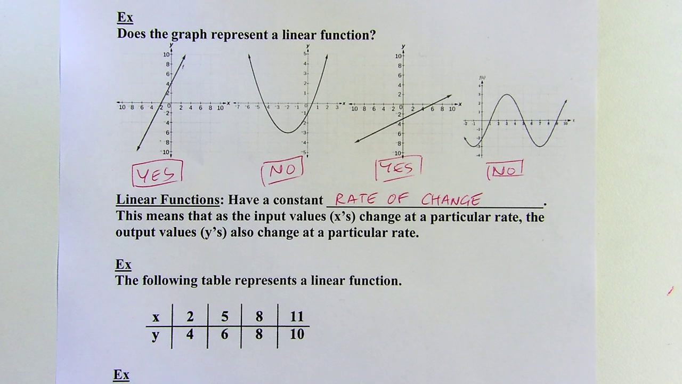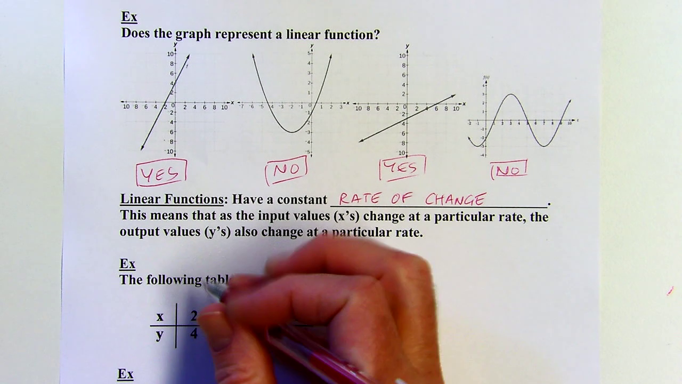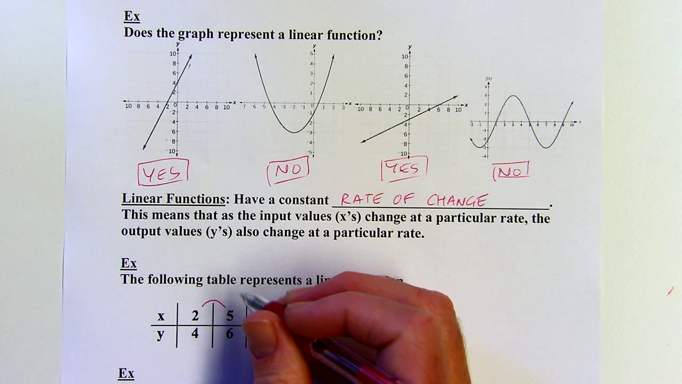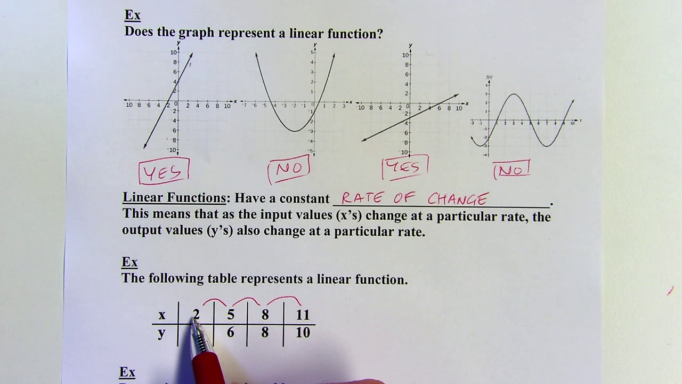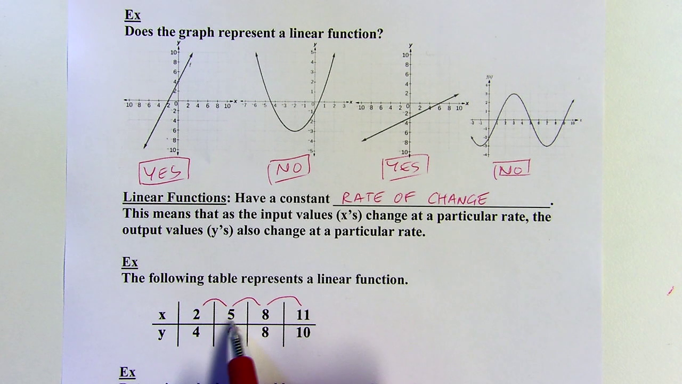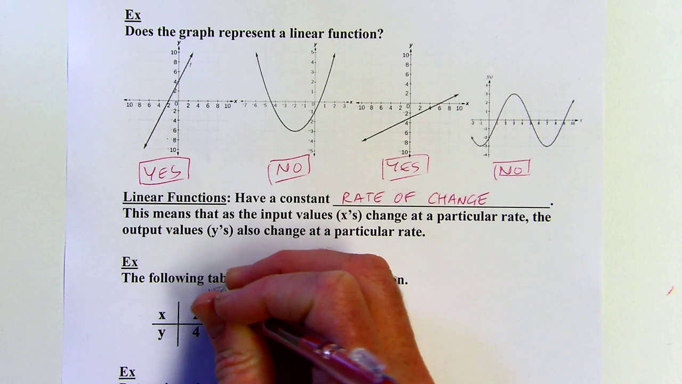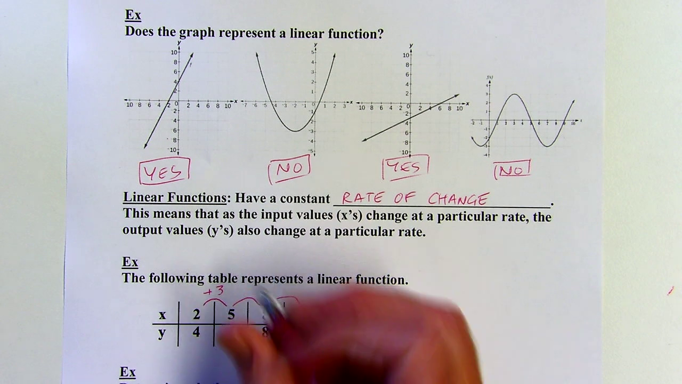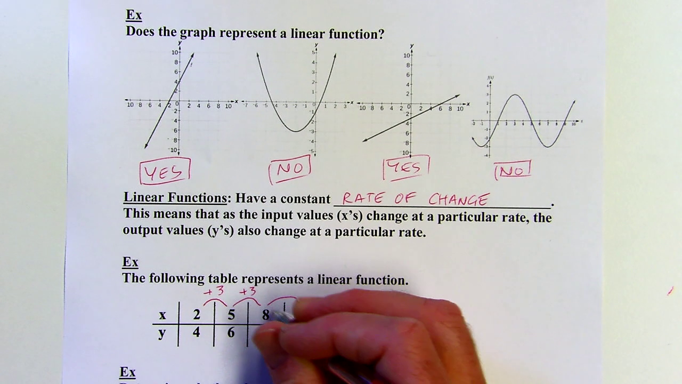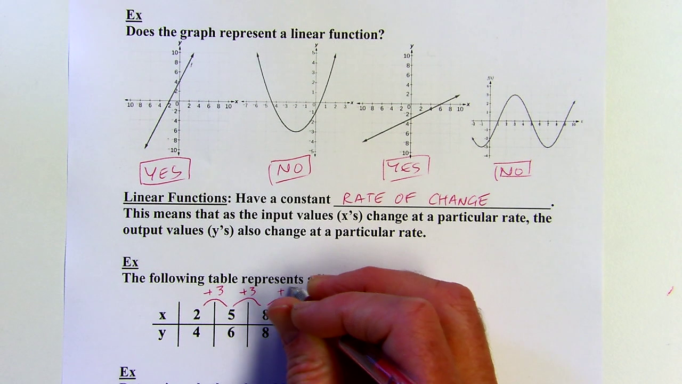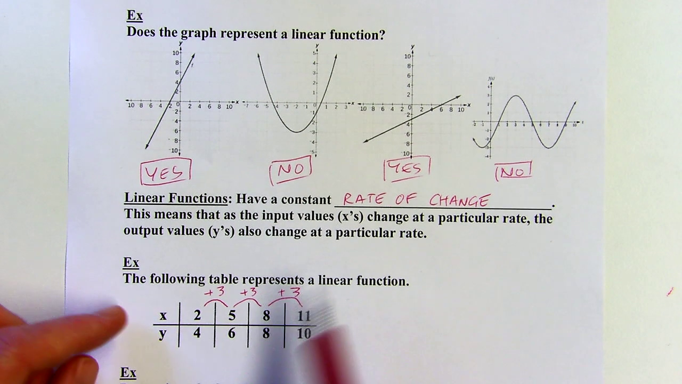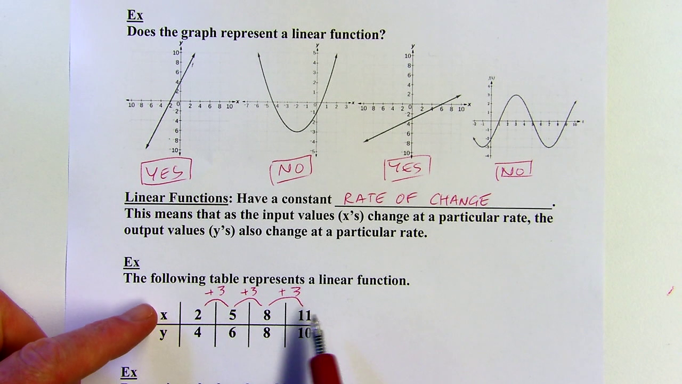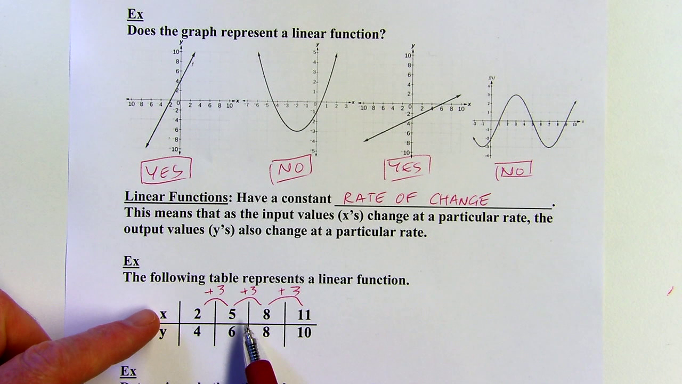One way to check is to look at the differences between the x's. Getting from one x value to the next, what am I doing? Am I adding or subtracting something? Well, these are getting bigger, so I'm adding. 2 plus 3 would be 5, right? If I take 5 and add 3, I get 8. If I take 8 and add 3, I get 11. So that means the x's are changing at a particular rate. I'm adding 3 to get from x to x.